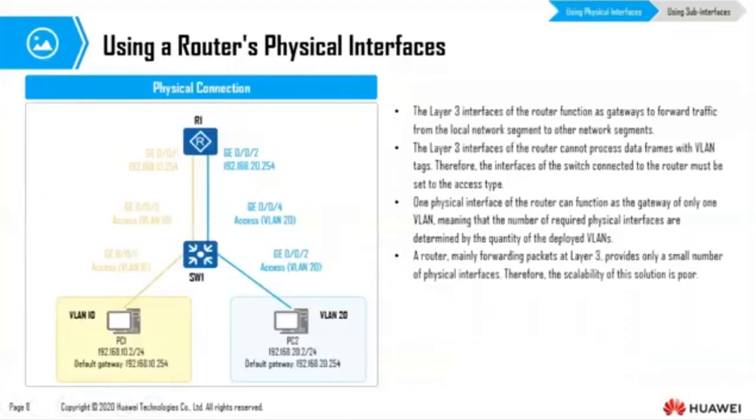We have two ways in which we can use layer 3 interfaces to support inter-VLAN communication. Let me begin from the top here. Layer 3 interfaces of the router function as gateways. They function as gateways to forward traffic from local network segments to other network segments.